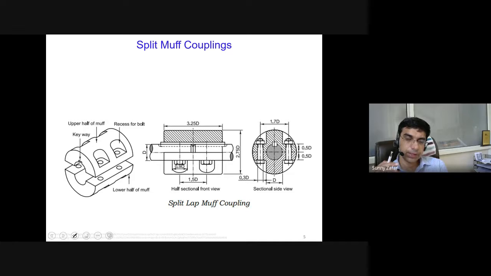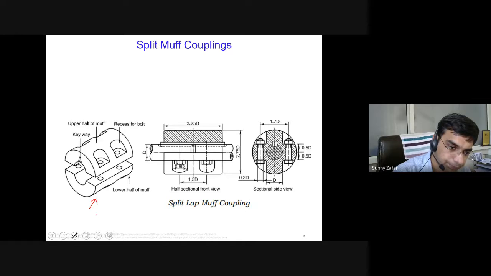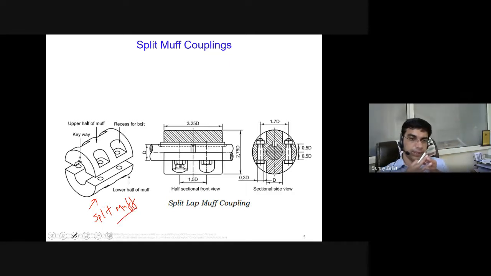The next type of rigid coupling is the split muff coupling, or we call it the split lap muff coupling. In what we have seen earlier, the muff was in one piece. Now the muff has been split. This is the split muff. This split muff is again held together via bolts. So here we are using these bolts. You can see there are two pairs of bolts which are holding this muff together.